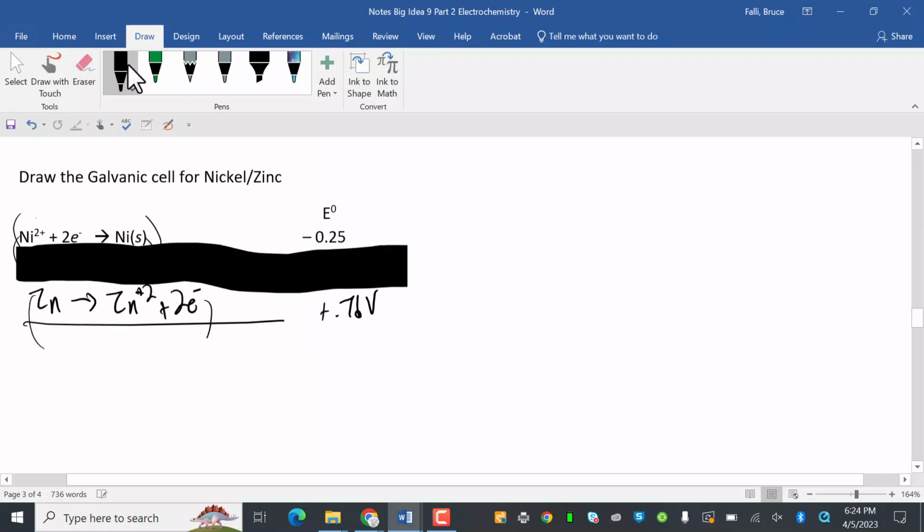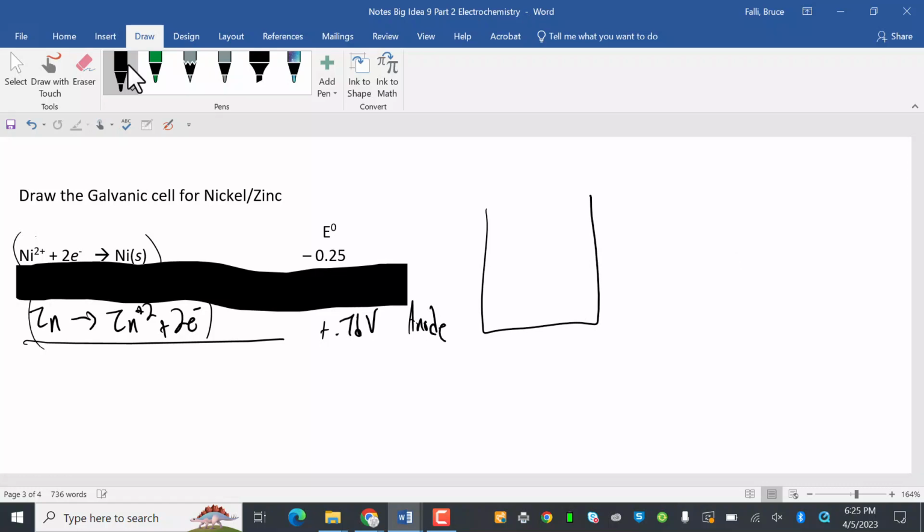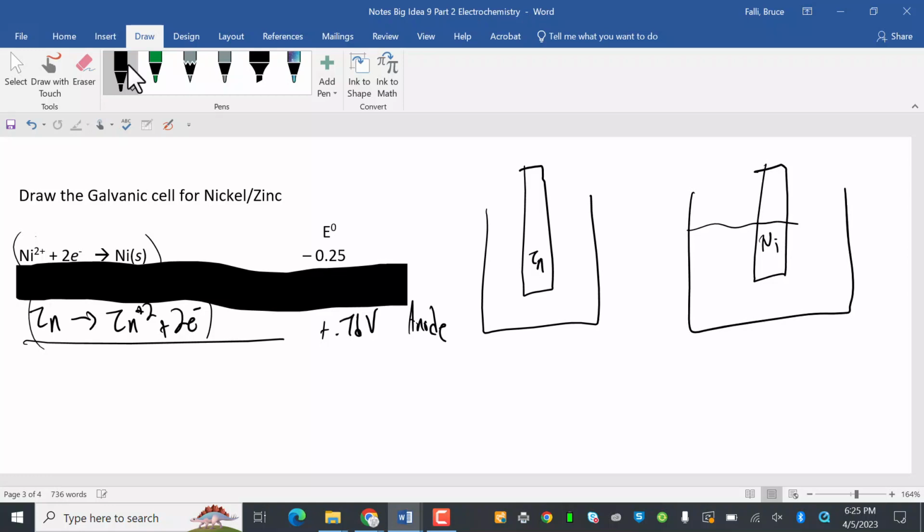So remember, anode does oxidation. This is my anode, and I'm choosing to put it on the left. I don't have to, but I'm choosing to. So that means my metal stick is zinc. Over here, my metal stick will be nickel. Put it in solution, throw in the zinc ion, throw in some nitrates, throw in some nickel. Nickel's also 2+. Throw in some nitrates.